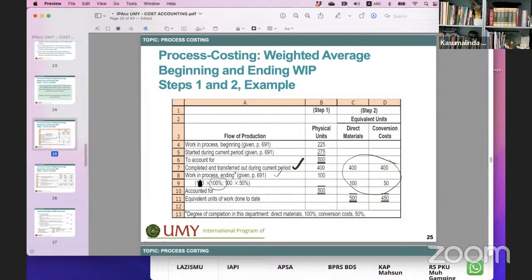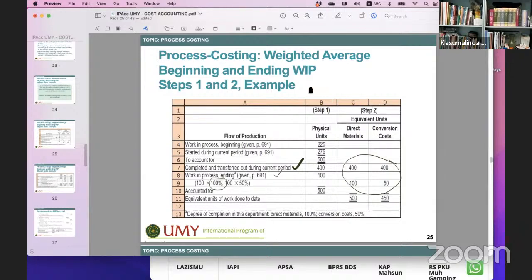The percentage of completion here is given in the question, meaning that you cannot just assume what the percentage of completion is for both the direct material and conversion, especially for the conversion. For the conversion, the percentage of completion should be given, because recall what I mentioned earlier, the assumption that we use is that the conversion cost occurs evenly or uniformly throughout the process.